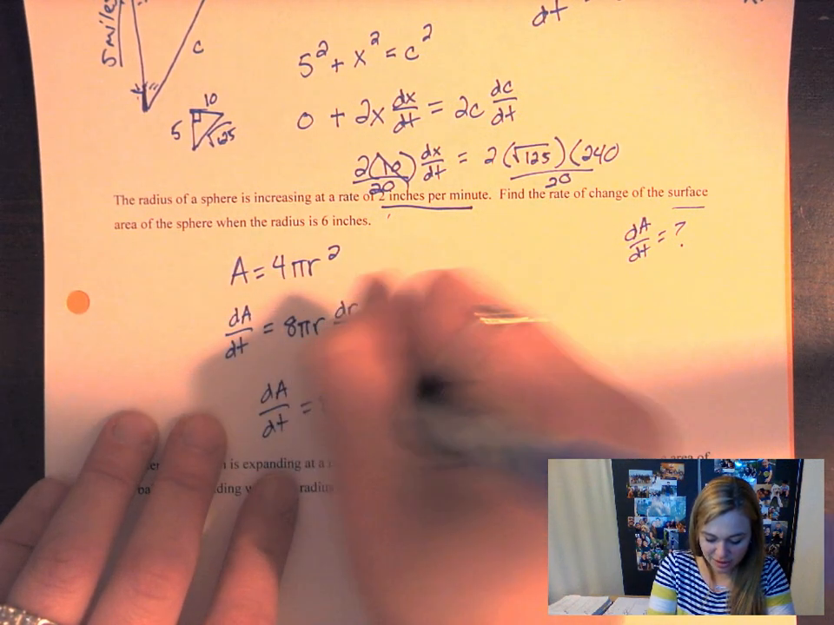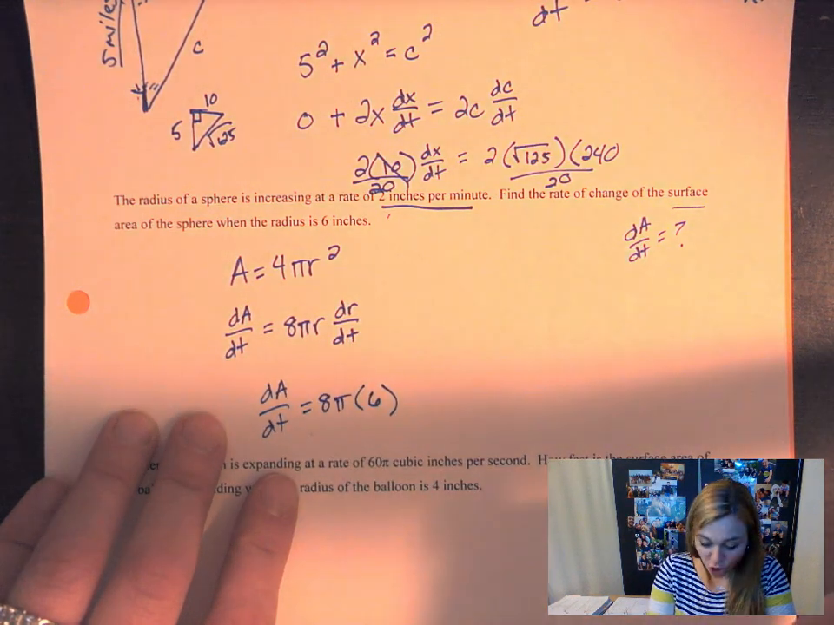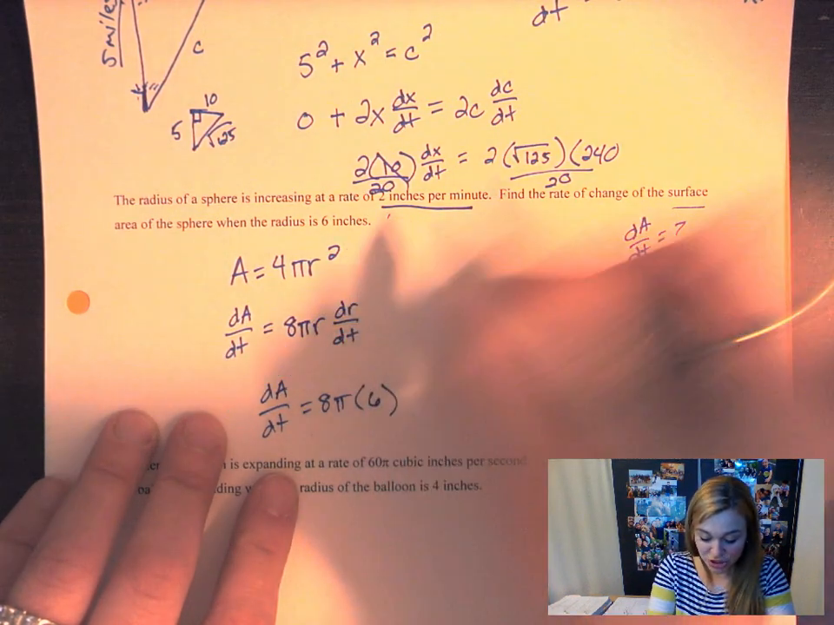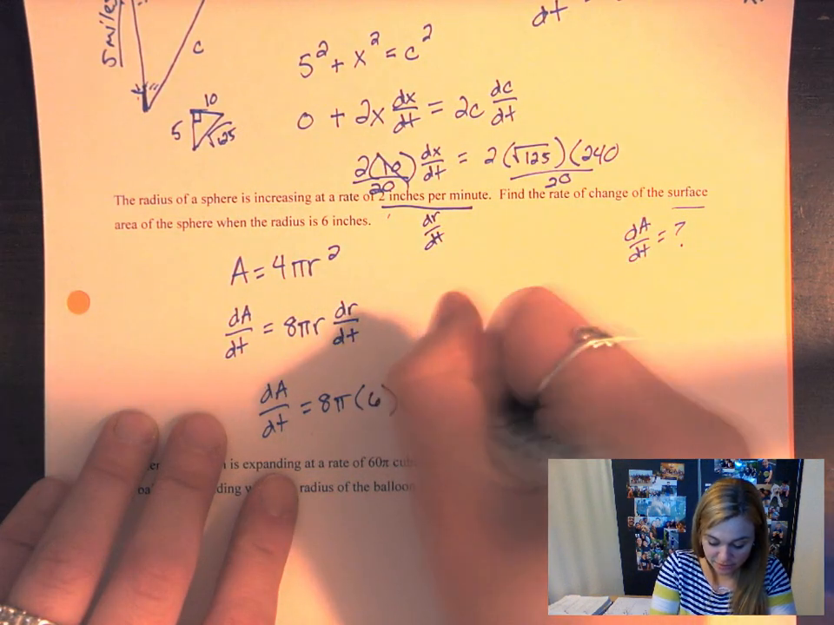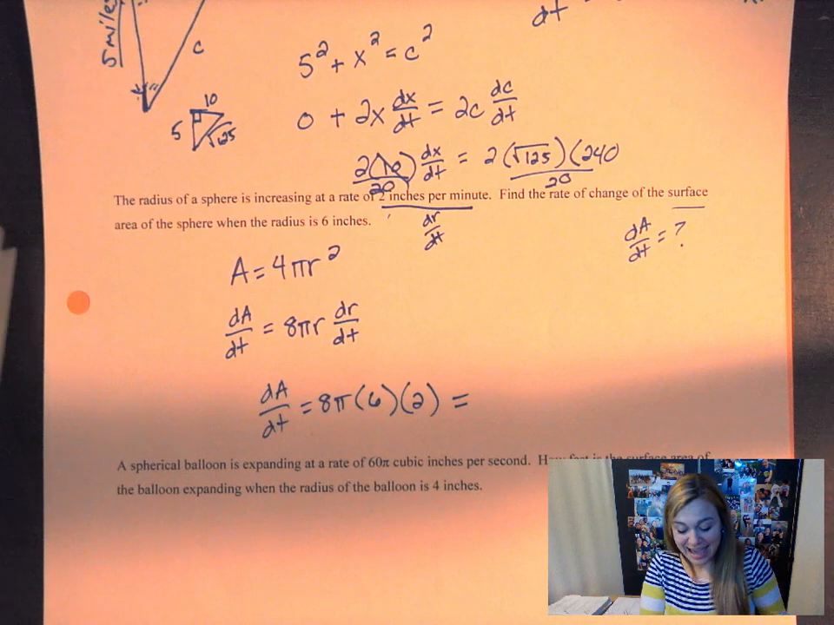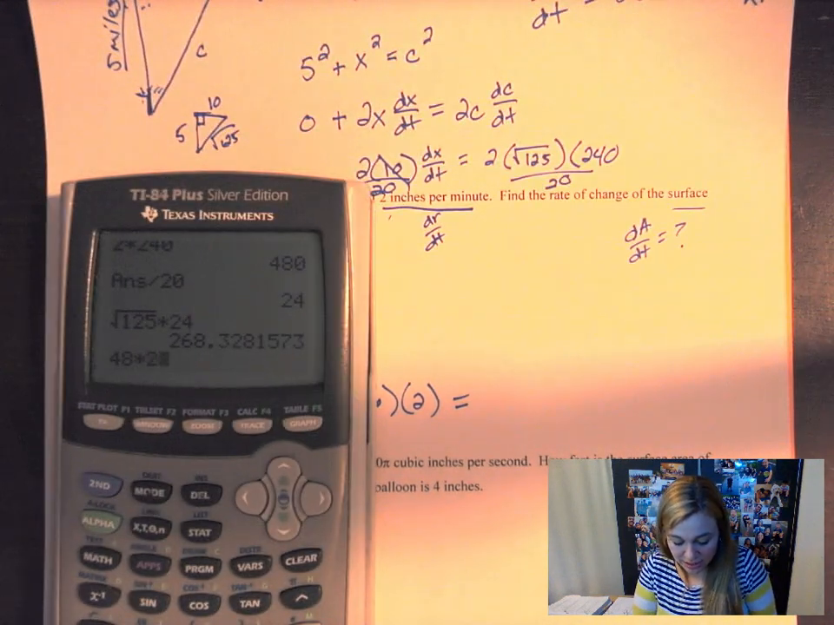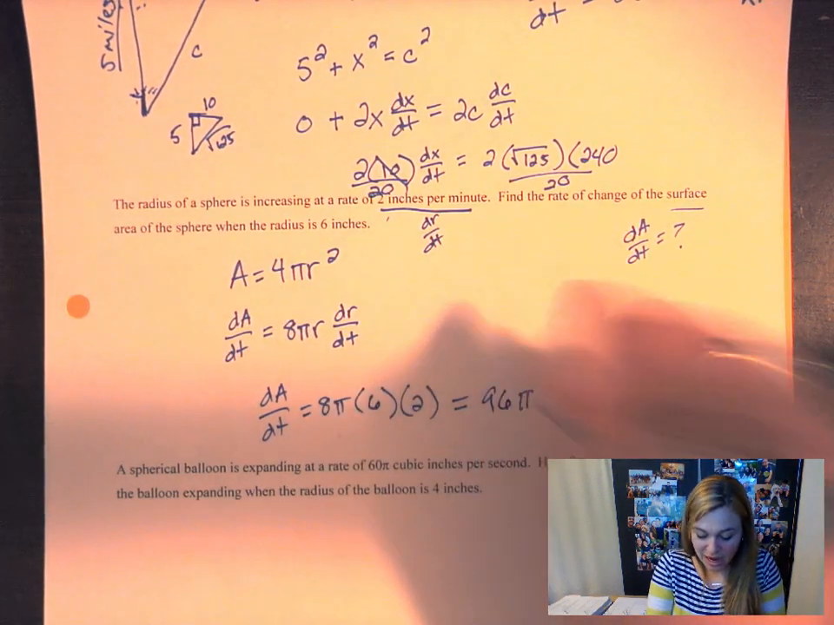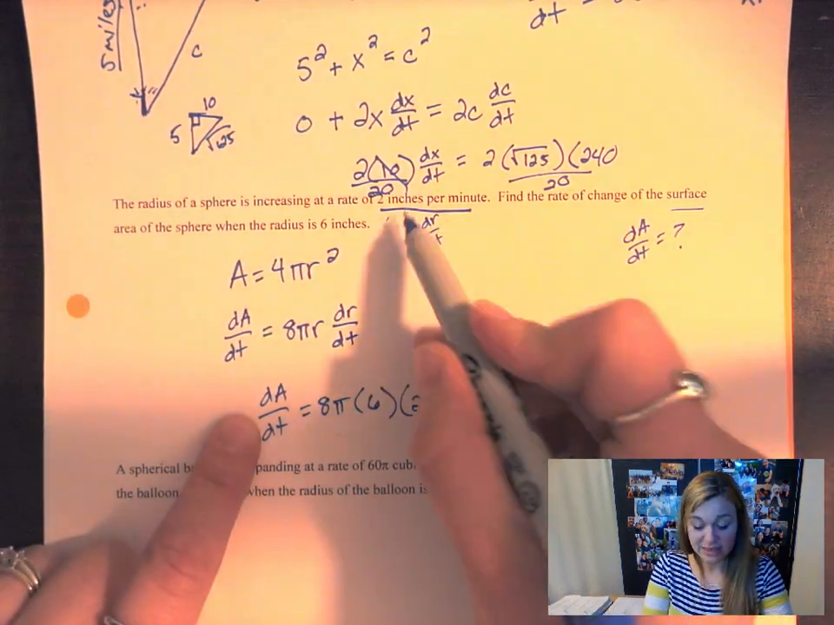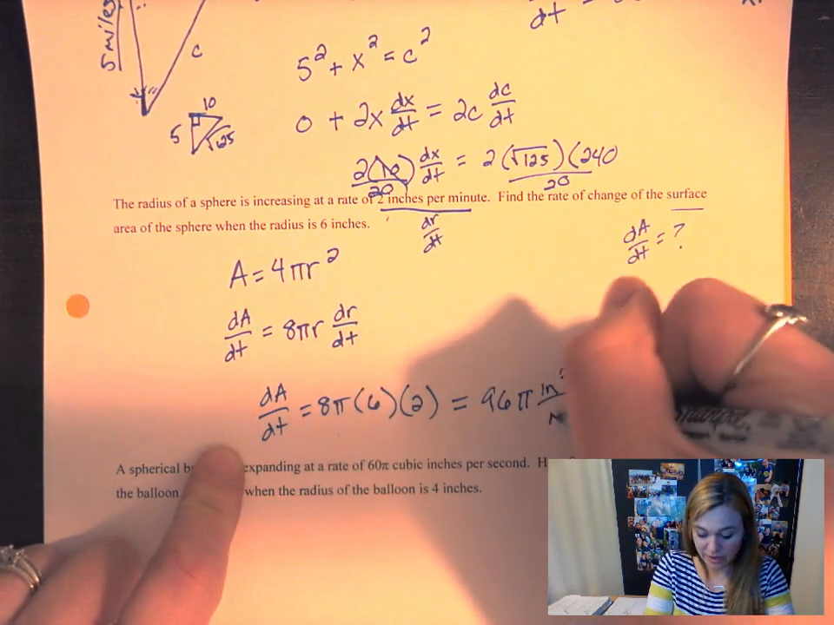8 pi. This is the radius is 6 inches. dr dt, the rate at which the radius is changing, that's the 2 inches per minute. 8 times 6 is 48, times 2 I believe is 96, but I'm tired so I'm going to check. Yeah, it is 96 pi. And I'm going to say area, because the radius is in inches, the area would be inches squared per minute.